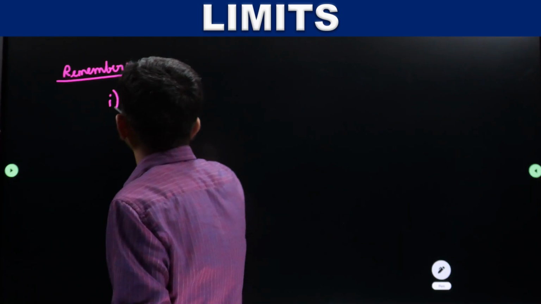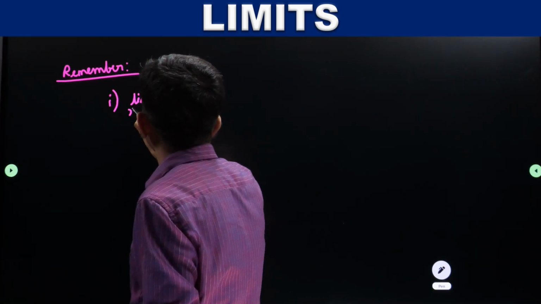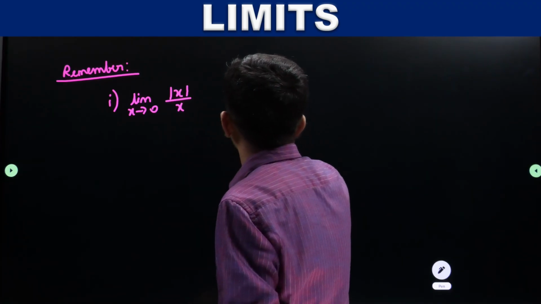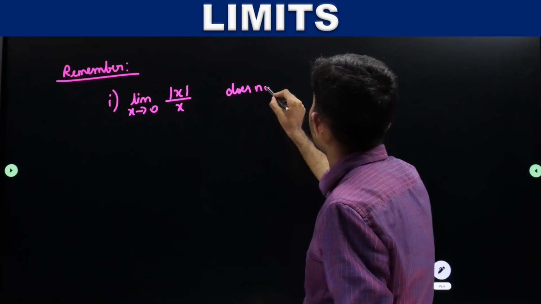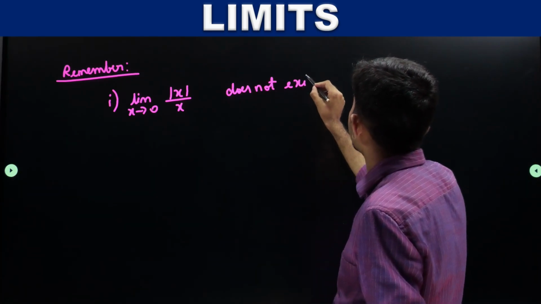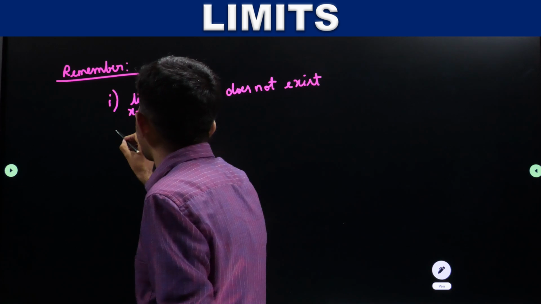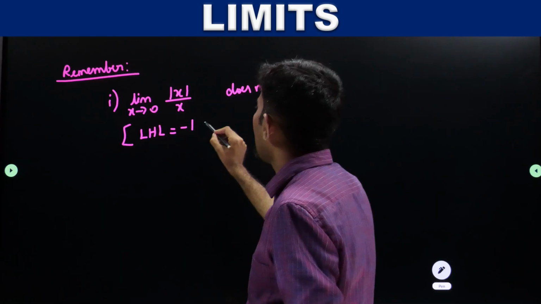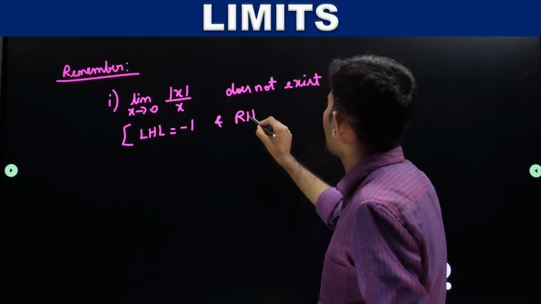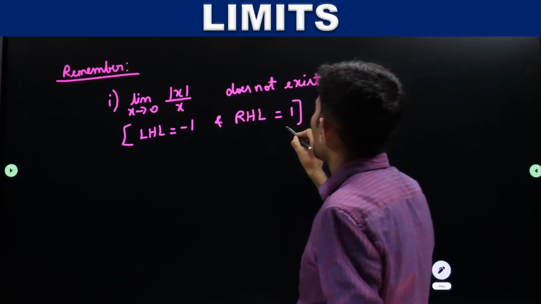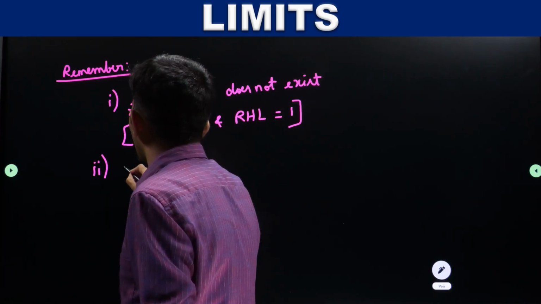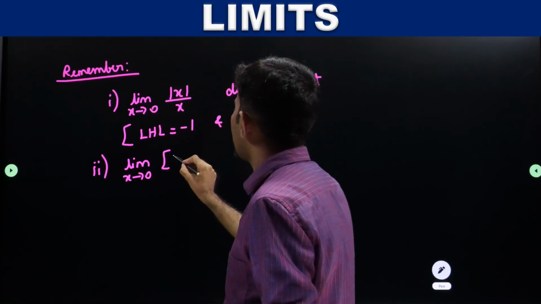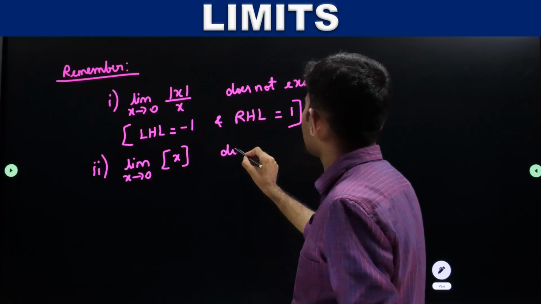Limit x tends to 0 of mod x divided by x does not exist, because left hand limit is minus 1 and right hand limit is plus 1. It's better to remember this. Limit x tends to 0 of the greatest integer function also does not exist.